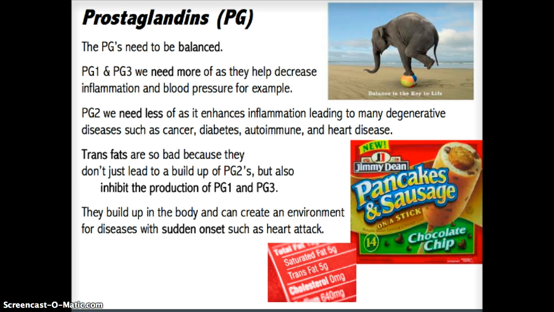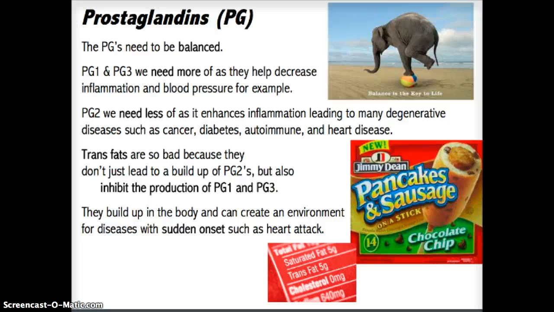The prostaglandins like to be balanced. We need more of the 1s and the 3s, the oils and the cold water oils and nuts, and we need less of the number 2s because we have plenty of those. And what those do, they enhance inflammation and they lead to many degenerative diseases such as cancer, diabetes, autoimmune disease, and heart disease.